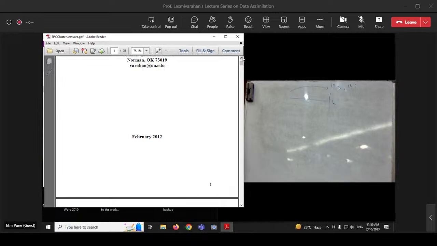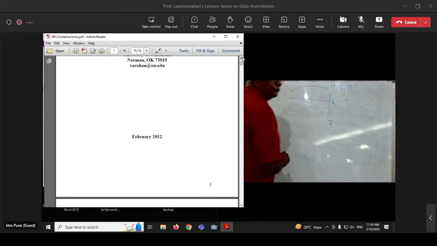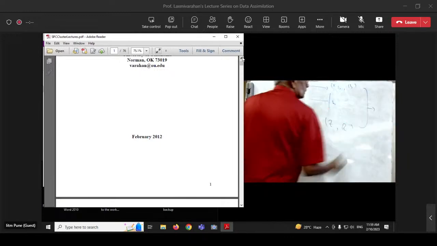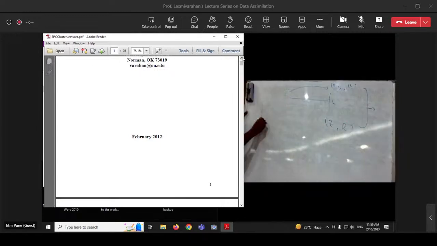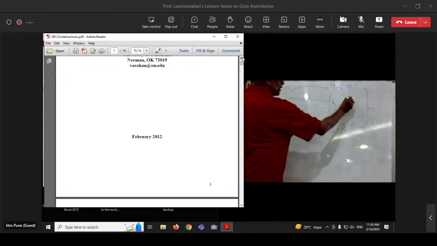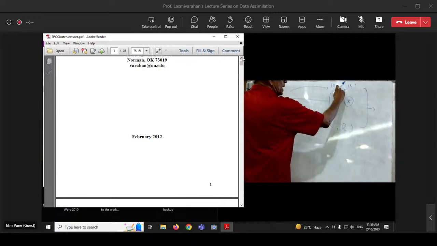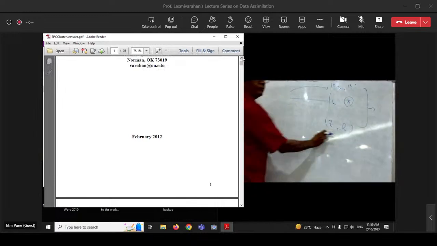Then the observation comes in. Observation has a covariance R. I want to combine the two. So how do I do that? Let X be the new state I want to be able to estimate. So there is a state X that is unknown. I want to be able to estimate this based on the prior and the new observation.